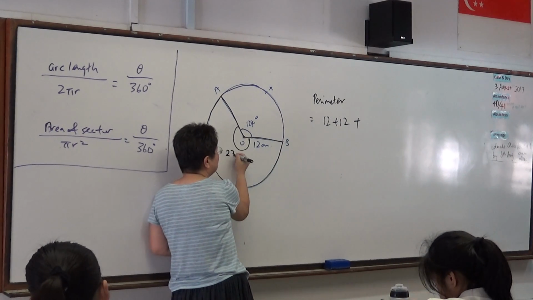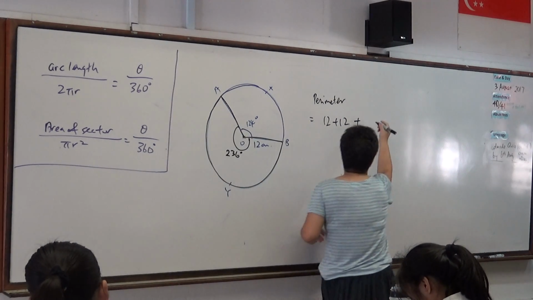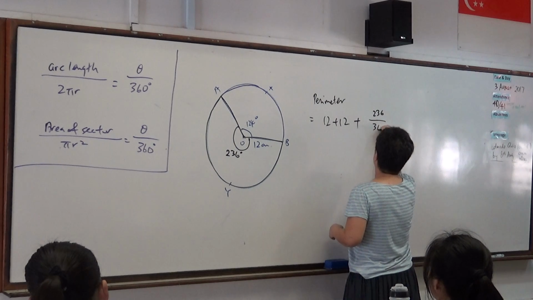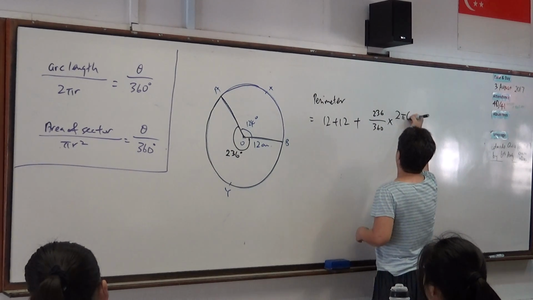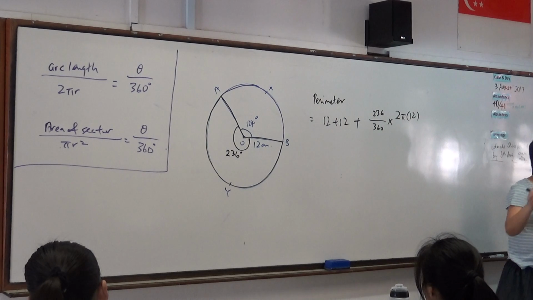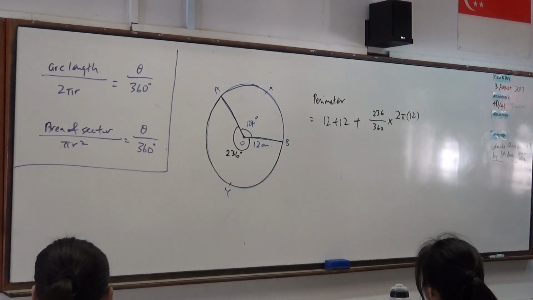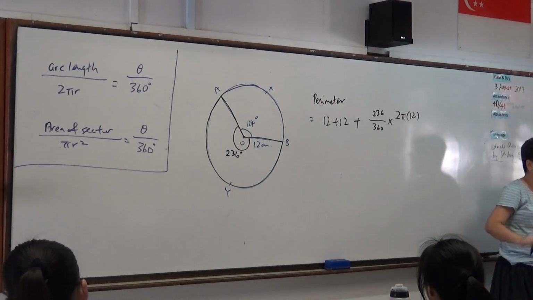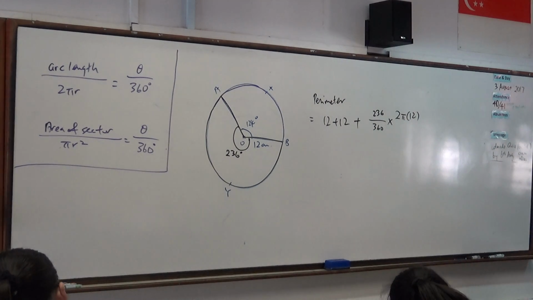2, 3, 6, right? So this will be 236 over 360 times 2 pi times 12, right? Then you will get the answer. Now I try not to truncate all the way. Usually I give one short part answer, then you don't have to truncate so many times. Are you all okay with this question?